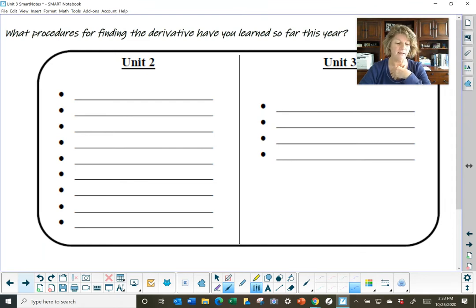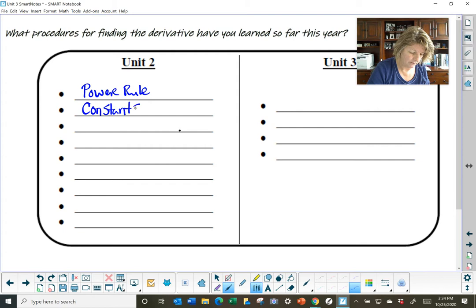What procedures for finding derivatives have you learned so far this year? From unit 2, that's kind of where we were introduced to product rule, quotient rule, power rule, all those good things. So let's just see if we can make a complete list. We started out by learning power rule, and that was kind of the essential building block to everything that we've done thereafter. We also learned about derivatives of constants, that ends up being zero.